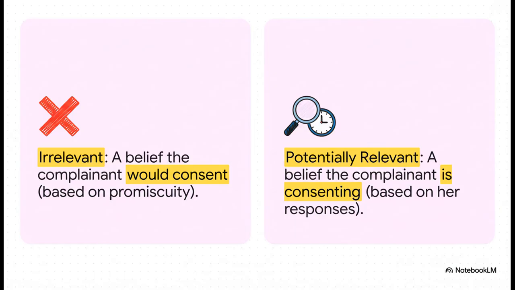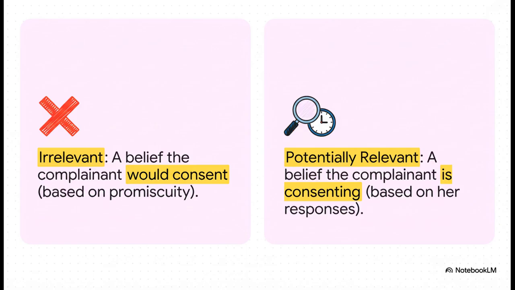This slide shows a crucial legal distinction that came out of a key case. The court basically drew a line between two different types of belief. On one hand, evidence suggesting a complainant is promiscuous, that might relate to a belief they would consent in general. The court says that's irrelevant to what happened on one specific night. But on the other hand, evidence about how a complainant was responding in the moment, well, that could be relevant to a belief that they are consenting right then. It's a subtle but really critical distinction, and it's designed to focus the trial on the actual facts of that specific occasion.